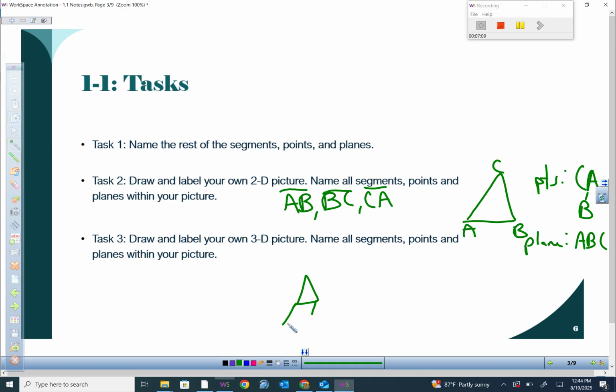Now your three-dimensional shape, you could have drawn whatever your heart desired. Some people may have drawn something like this. Some people maybe draw something else, and you do the same thing. Okay?